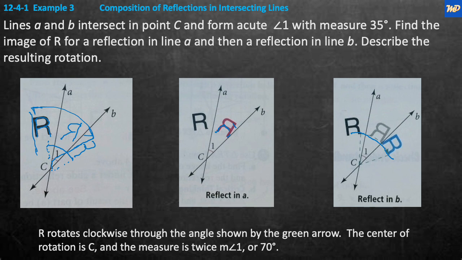And that arc from the blue line here, I'm going to do this in red because the blues are getting mixed up. From this line here to this line here is twice angle 1, which is 70 degrees. So R rotates clockwise through the angle shown in the green arrow, although I just drew blue on it. The center of rotation is C, and the measure is twice angle 1, or 70 degrees.